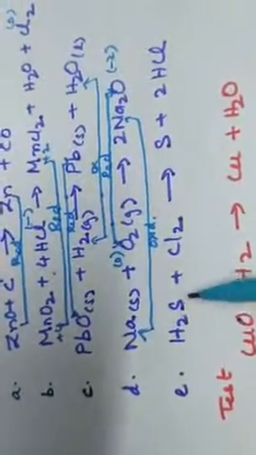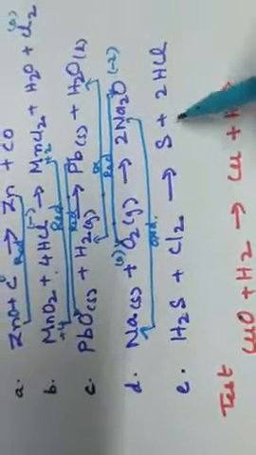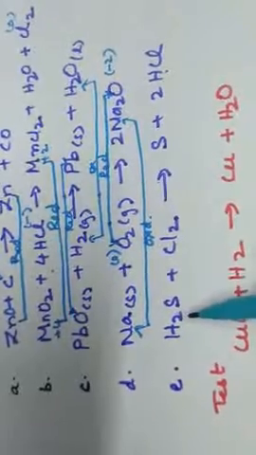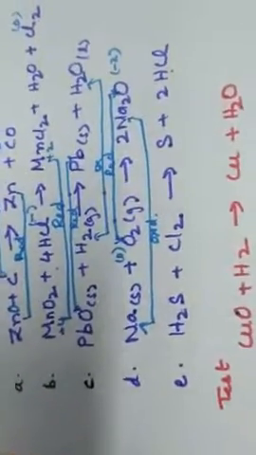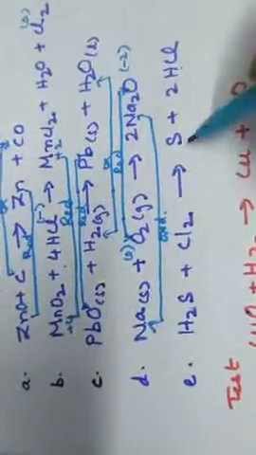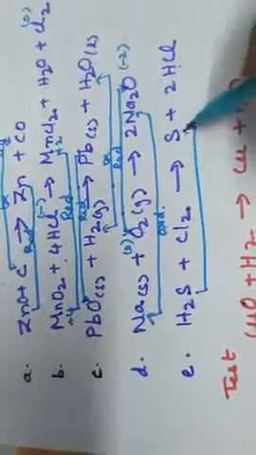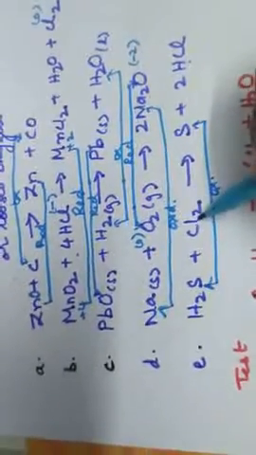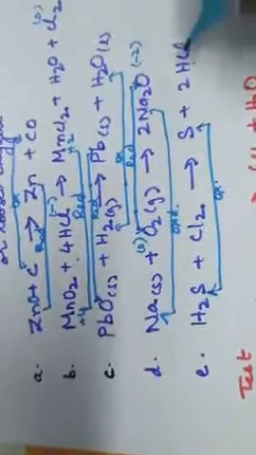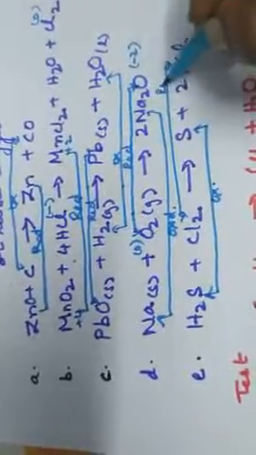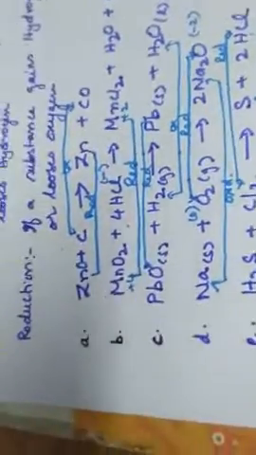Then we have H2S plus Cl2 giving you sulfur plus HCl. What is oxidized? This is the case for the definition for hydrogen. Sulfur has lost hydrogen, so sulfur is oxidized. And chlorine has gained hydrogen, so it has got reduced, as per the second definition.